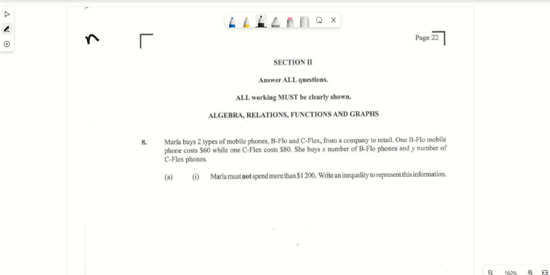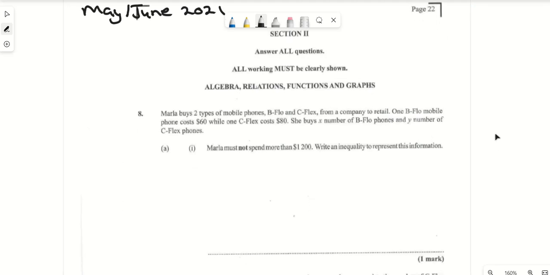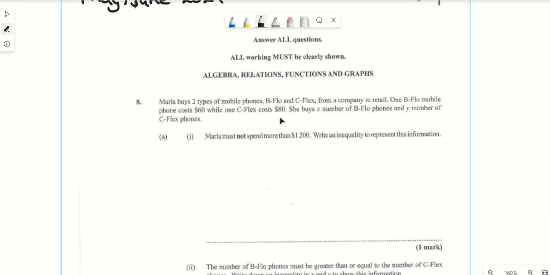Today we'll be doing May/June 2021 number 8, which is your first question in section 2 for paper 2, right? Which is algebra, relations, and functions and graphs. And if we look at this, it is an inequality question.